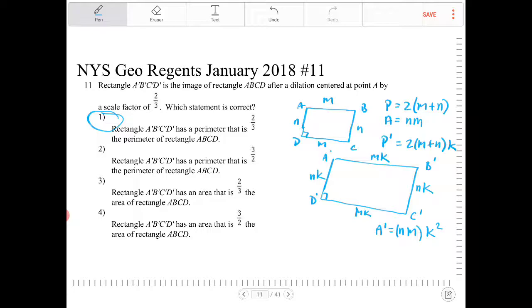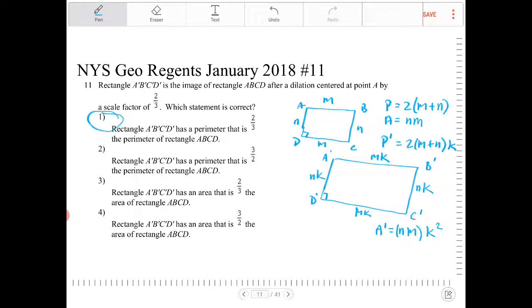Option 2, rectangle A prime, B prime, C prime, D prime has a perimeter that is 3/2 the perimeter of rectangle ABCD. That's not true, because whenever you're dilating, you're always multiplying the original perimeter by whatever the scale factor is. So in this case, it's 2/3. You're not multiplying by 3/2. You're not multiplying by the reciprocal.